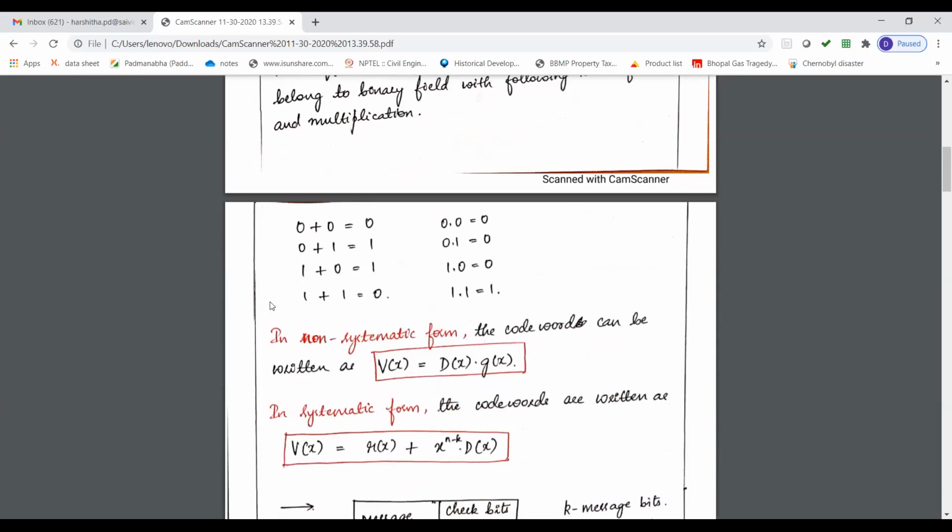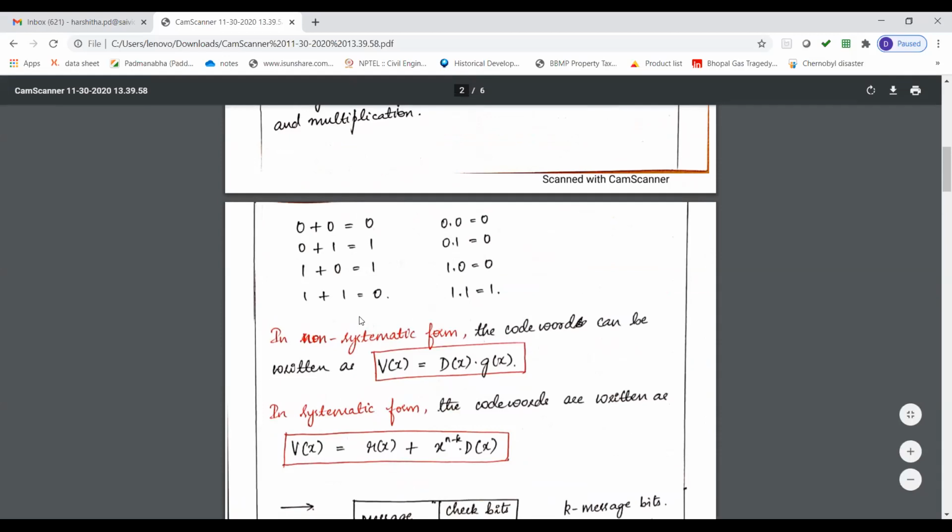This is modulo 2 addition: 0 plus 0 gives 0, 0 plus 1 is 1, 1 plus 0 is 1, and 1 plus 1 is 0. Next, this is modulo 2 multiplication: 0 multiplied with 0 is 0, 0 multiplied with 1 or 1 multiplied with 0 is 0, and modulo 2 multiplication of 1 and 1 is 1. So this is modulo 2 addition and modulo 2 multiplication, which you're supposed to remember in order to solve problems.